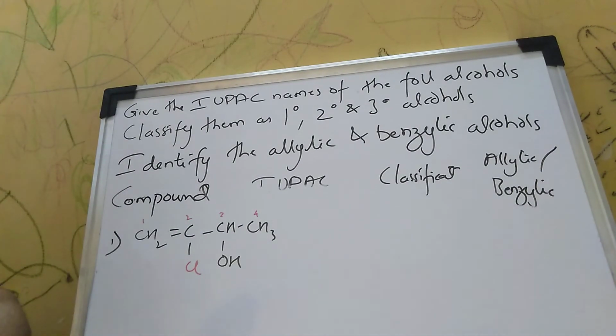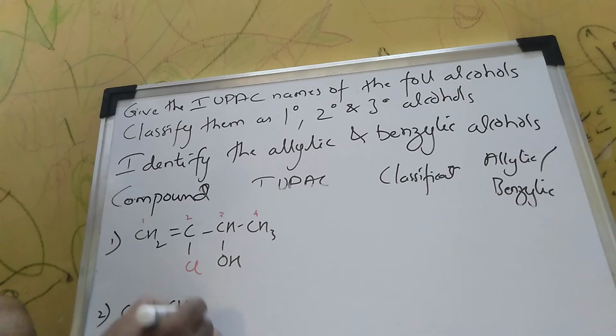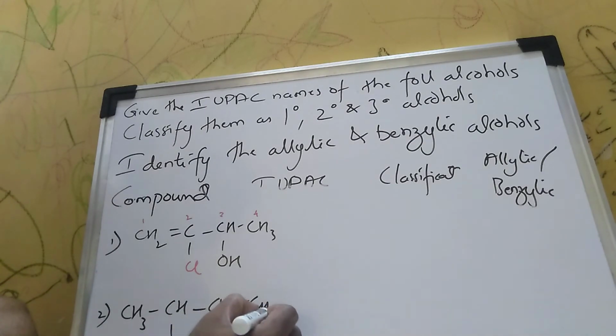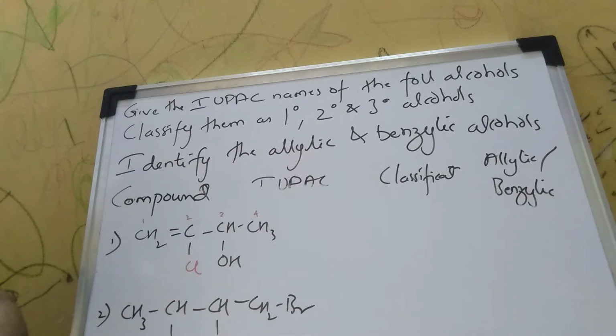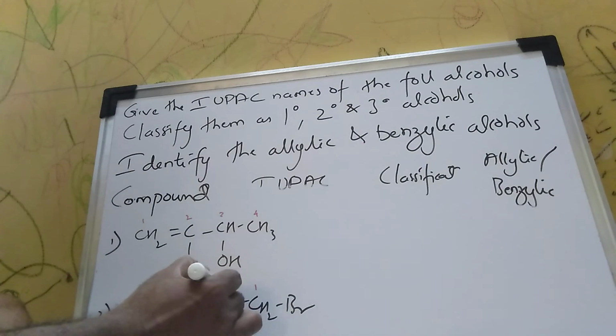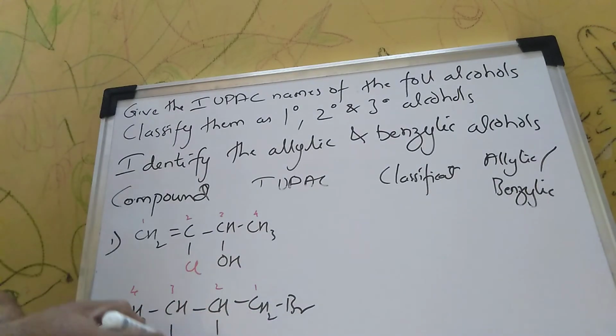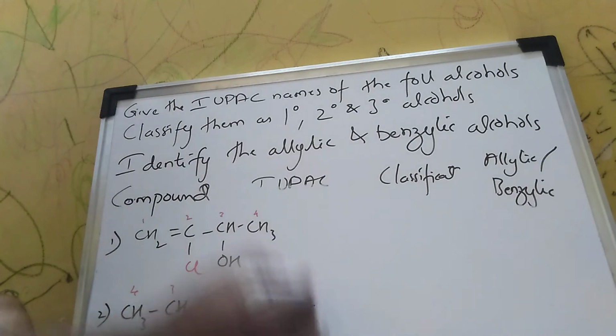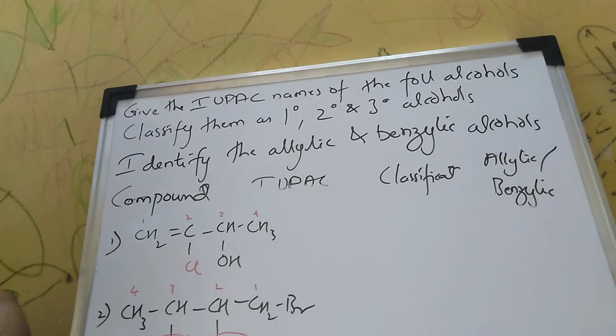Another example. Here again, same priority rule. The numbering will go from left hand side, 1, 2, 3, 4. Now as such there are two OH groups present, so this will be named as diol. So I have given you the hints. Please do complete the remaining part.